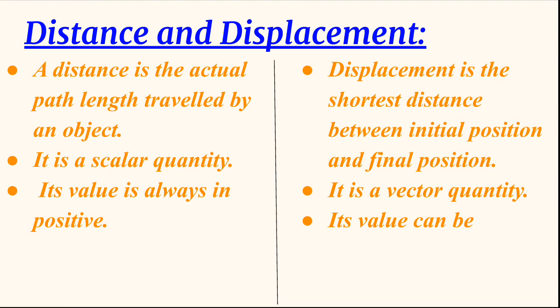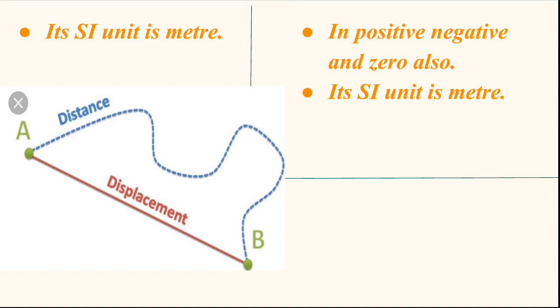In distance we consider the whole path, but here we only measure the distance between initial and final. It is a vector quantity, and its value can be positive, negative and 0 also. And the SI unit of both is the same, meter.